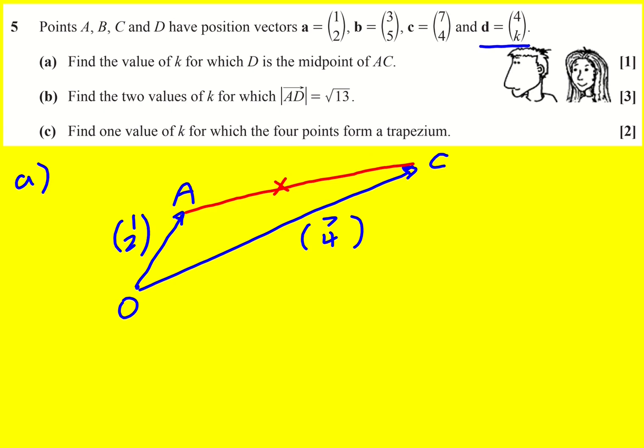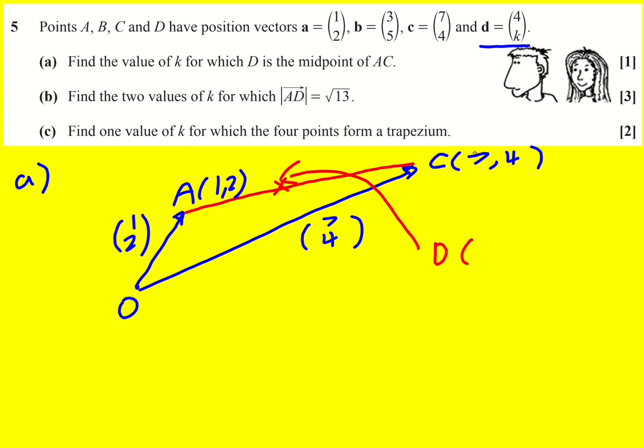Well, here's the thing, because these are position vectors, we can actually write down the coordinates of C. It's going to be 7, 4. The vector tells you a movement, but because we're starting from the origin, then we get this coordinate. And A is going to be 1, 2. And therefore, I want to find the midpoint, which is, in this case, D. Then it's just the midpoint of these two coordinates.